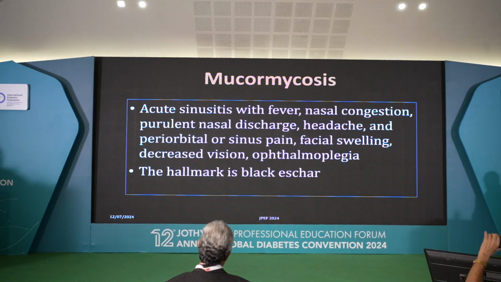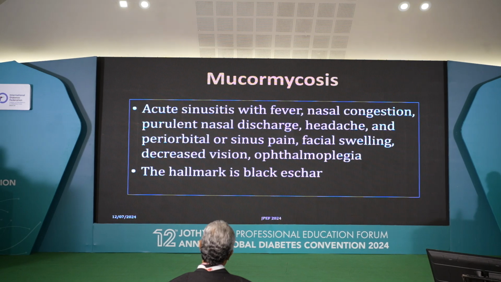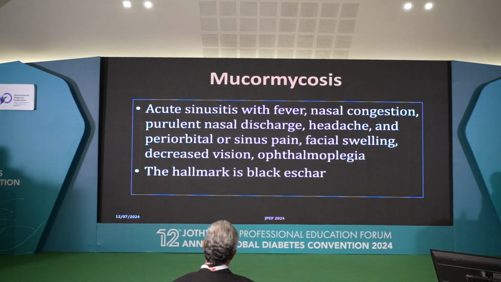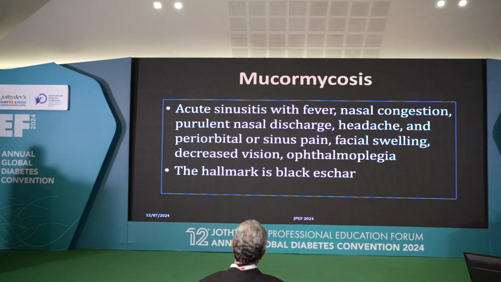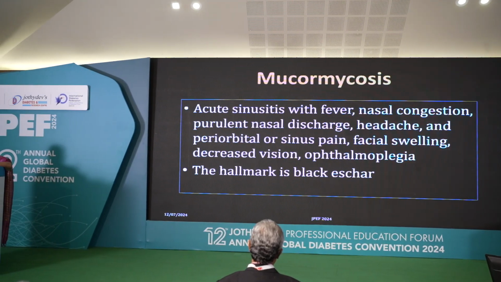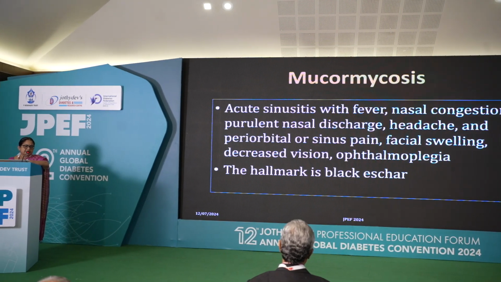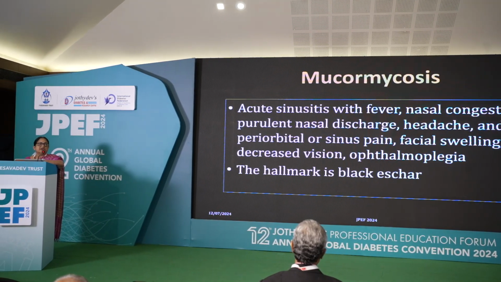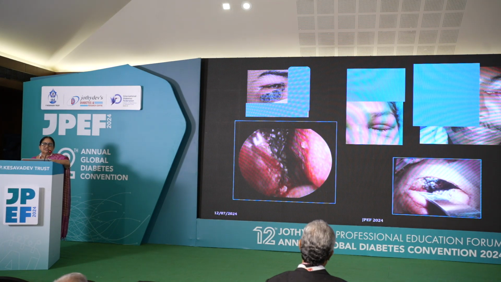Patients come with acute sinusitis, fever, nasal discharge, headache, periorbital or sinus pain, facial swelling, decreased vision and ophthalmoplegia. These are all subtle presentations, but we need to think of these things so that we can make an early attempt to diagnose and treat these patients, because the mortality is very high in mucormycosis as well. The hallmark is black eschar. The fungus is not black, but the eschar is black. That is why the name black fungus.